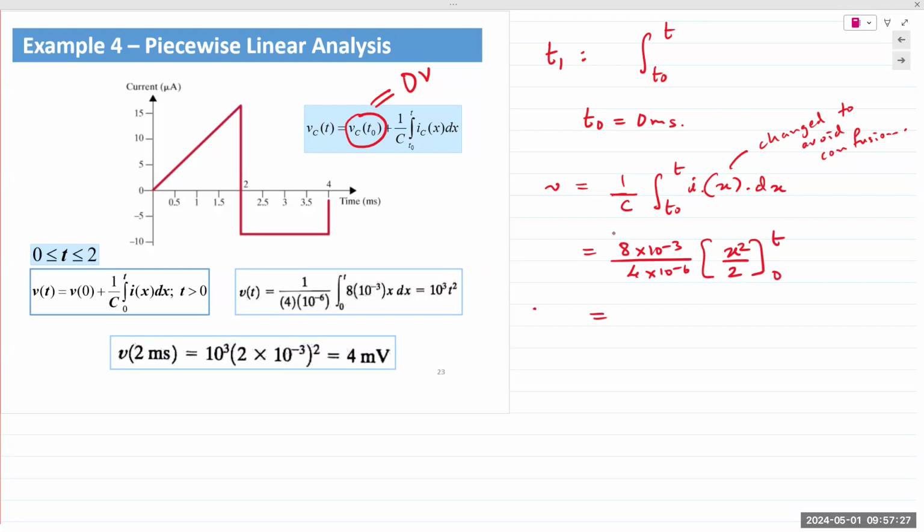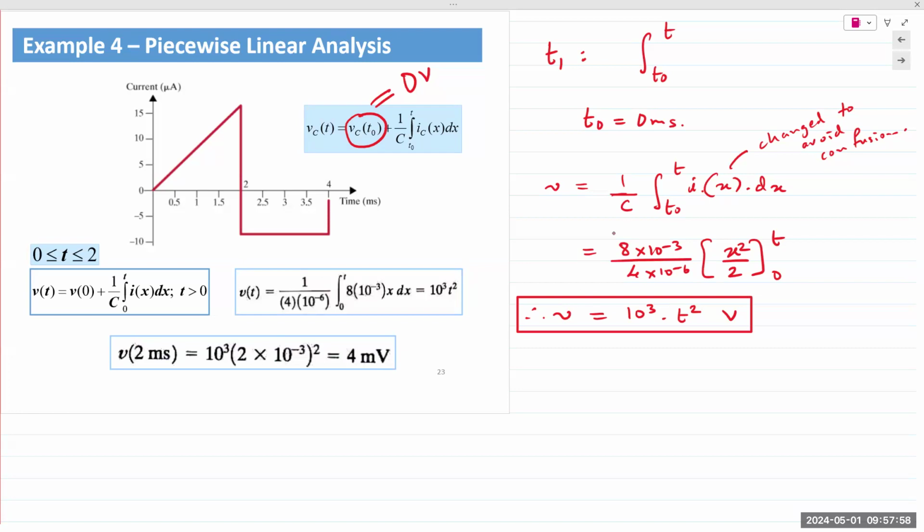You plug in the value and you obtain voltage as 10 cube times t squared. This value of the voltage is only valid for the first time period. Okay, not for the second one. Only for the first time period. Okay, 3 minutes left.